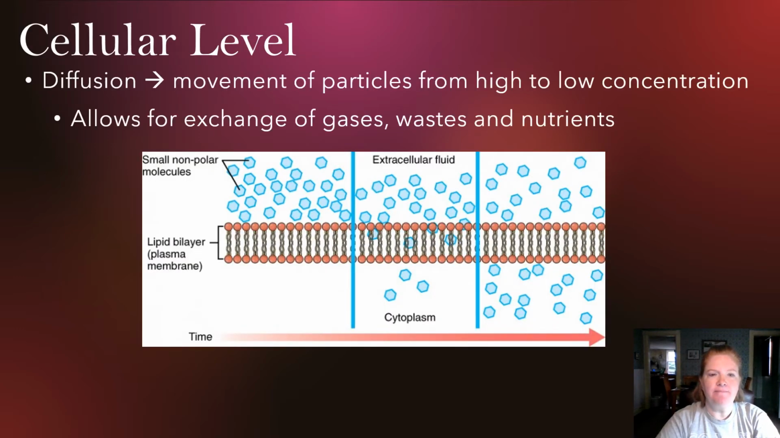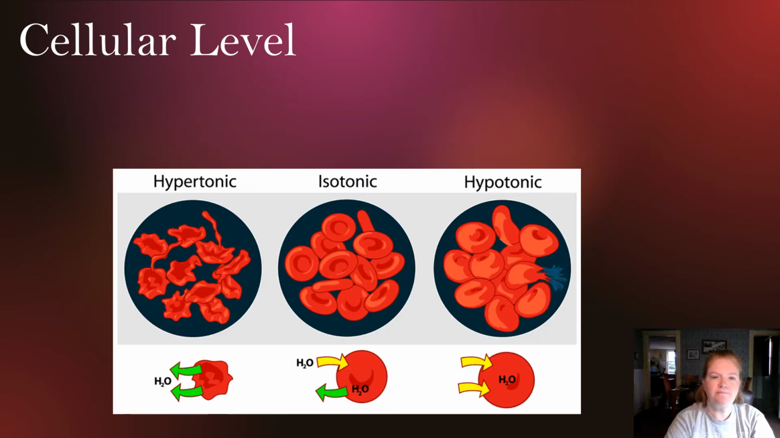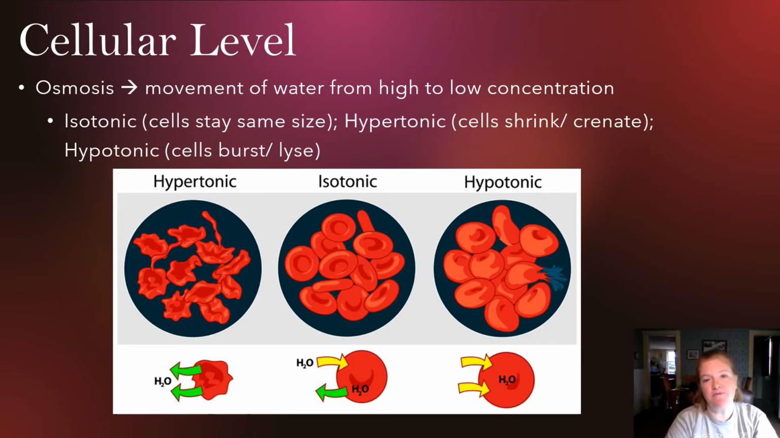Okay, diffusion. Diffusion is the movement of particles from high concentration to low concentration, and it allows for exchange of gases, wastes, and nutrients. It's what happens in the alveoli in our lungs. It's what happens in the villi in our small intestine. It's what happens to allow nutrients into and waste out of every single cell. Super important. Well, there's a specific type of diffusion called osmosis, and osmosis is the movement of water from high to low concentration, and it's going to go across a membrane.